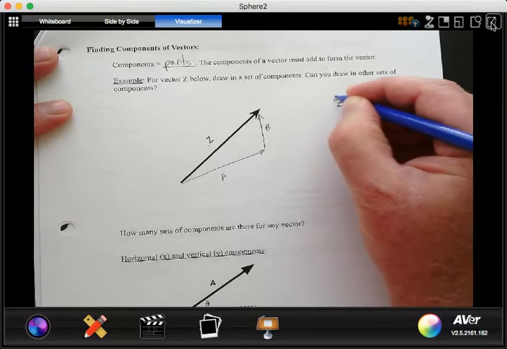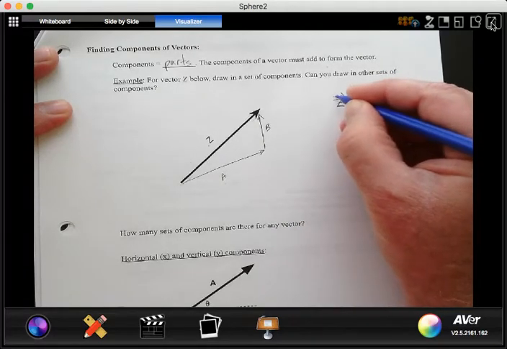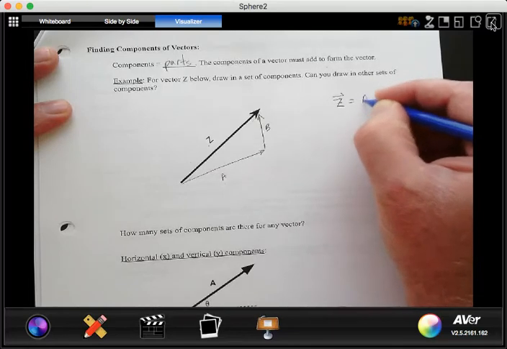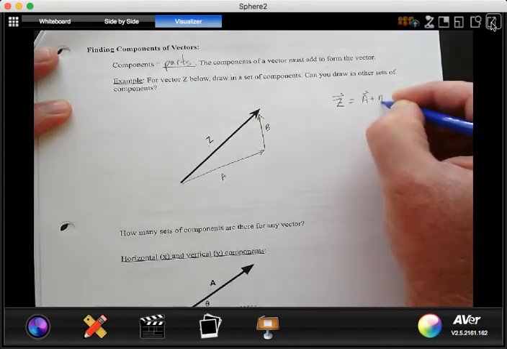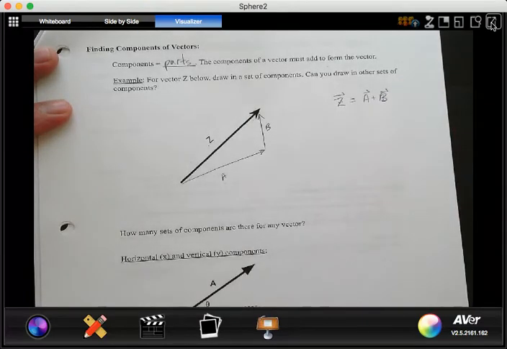So we could say z, and they use this little arrow symbol over the top to represent vectors. So vector z is equal to vector a plus vector b. So we would say a and b are components of z.